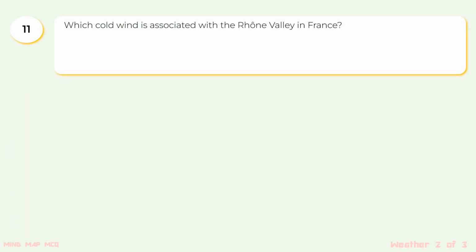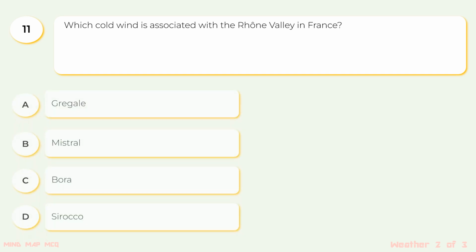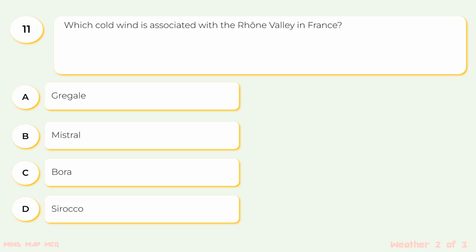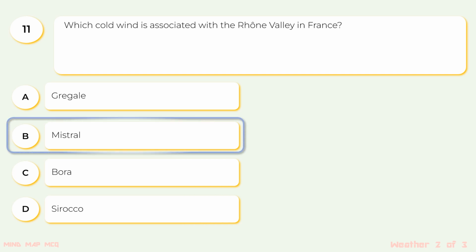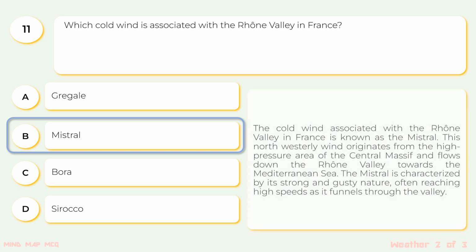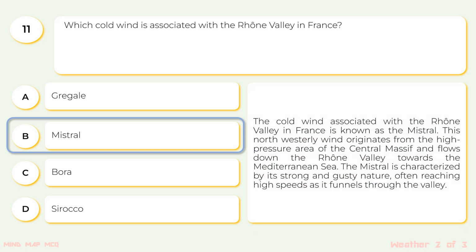11. Which cold wind is associated with the Rhone Valley of France? A. Gregale, B. Mistral, C. Bora, D. Sirocco. The correct option is B. Mistral. The cold wind associated with Rhone Valley in France is known as the Mistral. This northwesterly wind originates from the high pressure areas of the Central Massif and flows down the Rhone Valley towards the Mediterranean Sea. The Mistral is characterized by its strong and gusty nature, often reaching high speeds as it funnels through the valley.